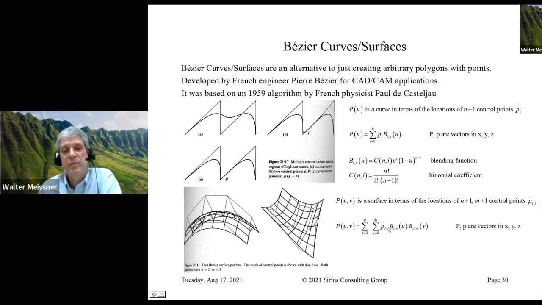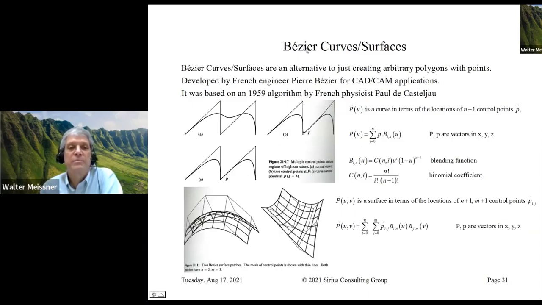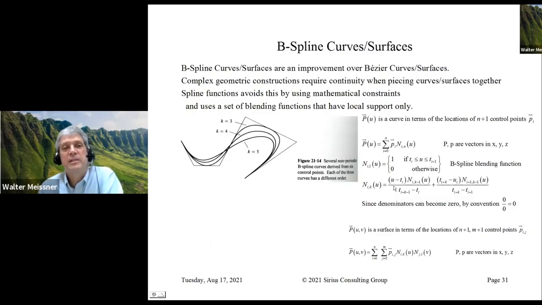It's very similar, except there are two summations and two blending functions. Now, one problem with Bezier surfaces, for instance, if you have two and you want them to match up at the boundaries, it may be a little bit difficult. So they came up with something called B-spline curves and surfaces. And so complex geometric constructions are required to get continuity when piecing curves and surfaces together, and they can be avoided by using mathematical constraints. And it uses a set of blending functions that have local support only.